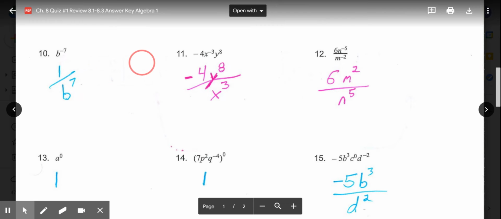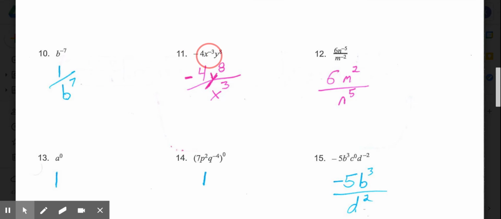In 11, we have a negative 4, x to the negative 3rd, y to the 8th. So anything to the negative power needs to move to the other side of the fraction. So on top, we still have the negative 4, y to the 8th, but the x to the negative 3rd moves to our denominator. So we'd have negative 4y to the 8th over x to the third.